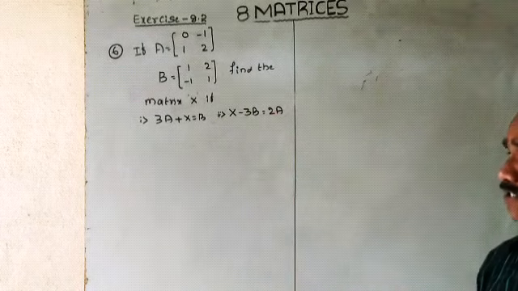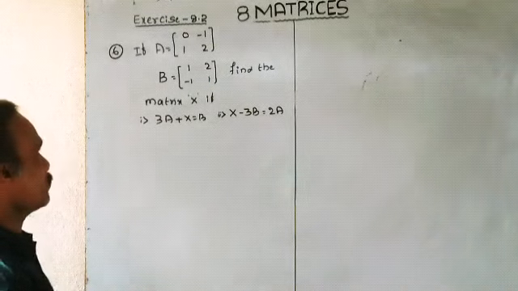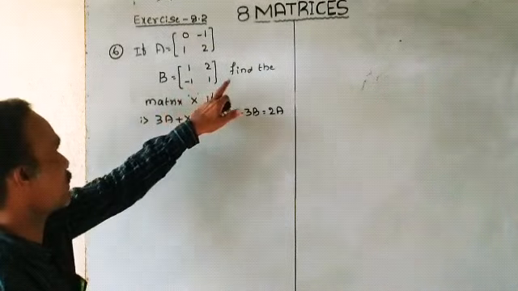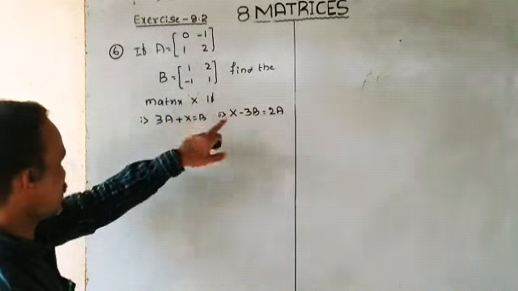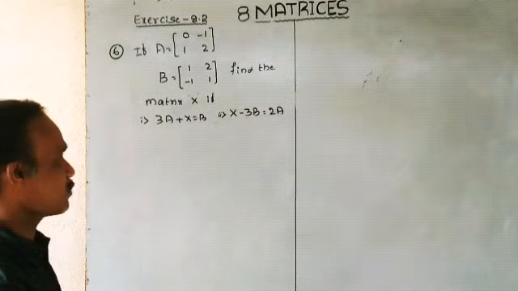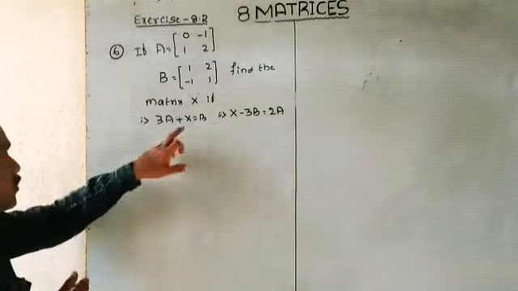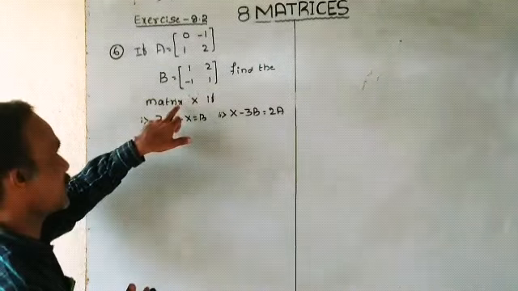So here is the next question, the sixth one. If A is equal to 0, minus 1, 1, 2, and B is equal to 1, 2, minus 1, 1, find the matrix X if two relations are there. Number 1, 3A plus X is equal to B. Second one, X minus 3B is equal to 2A. So here X is also a matrix. Find the matrix they have given here.